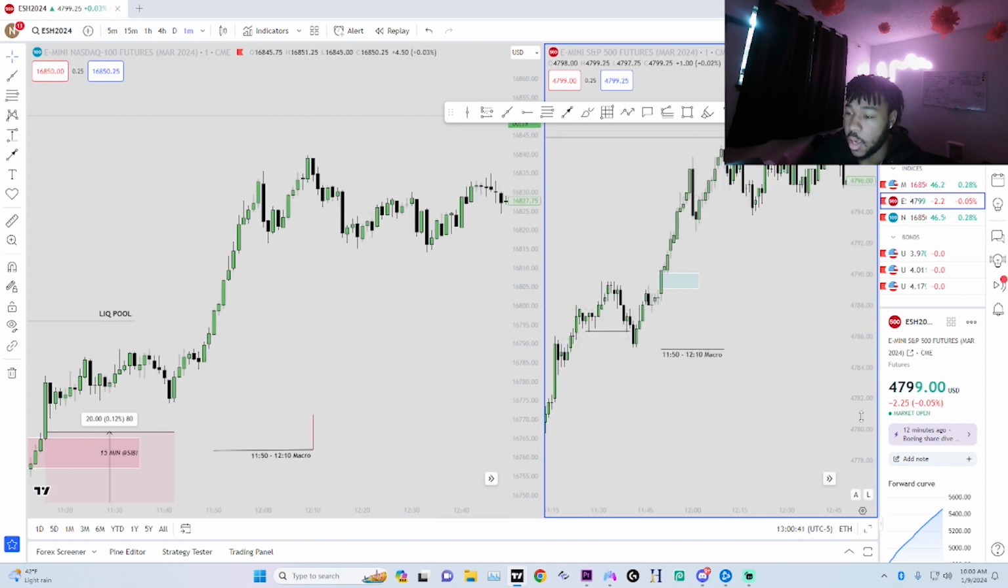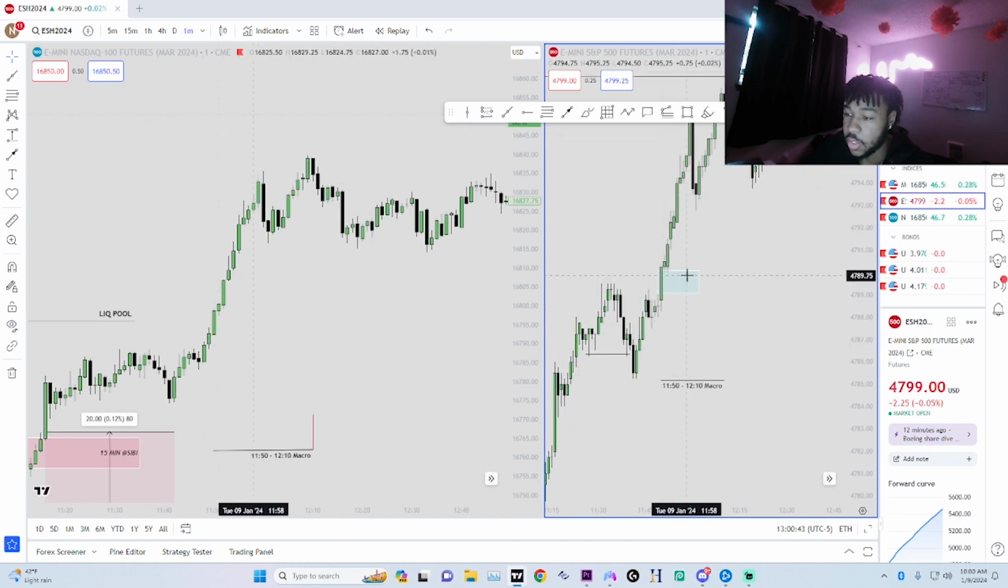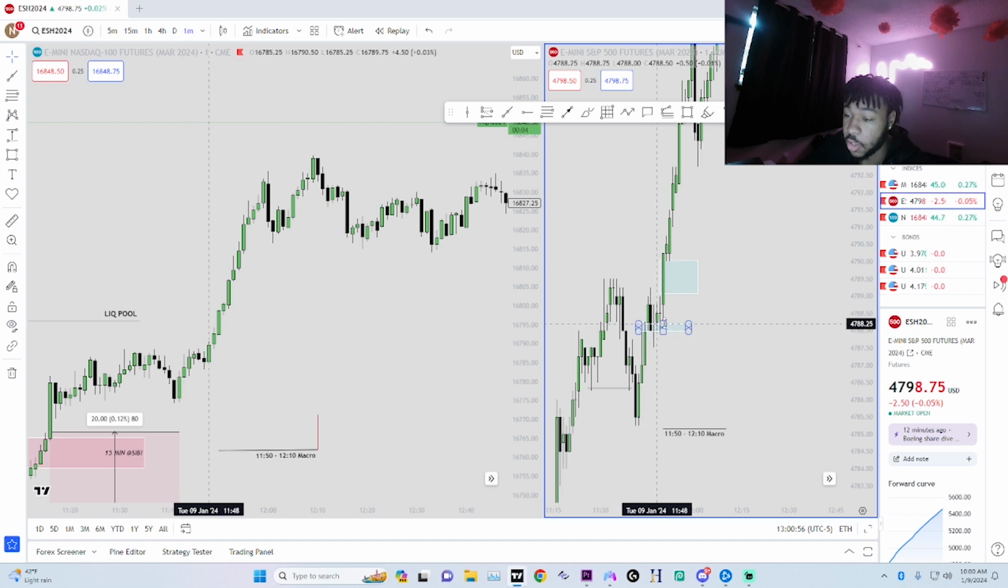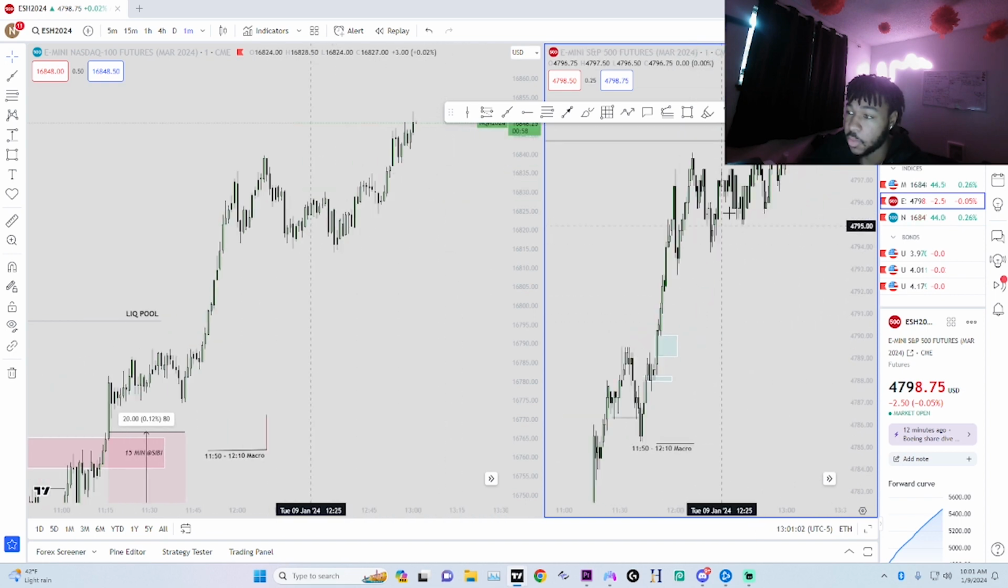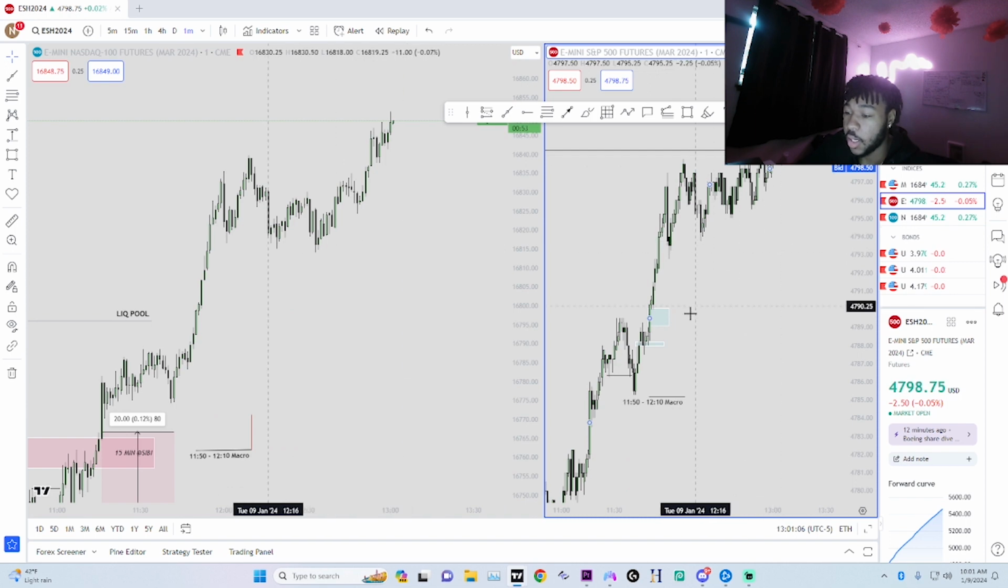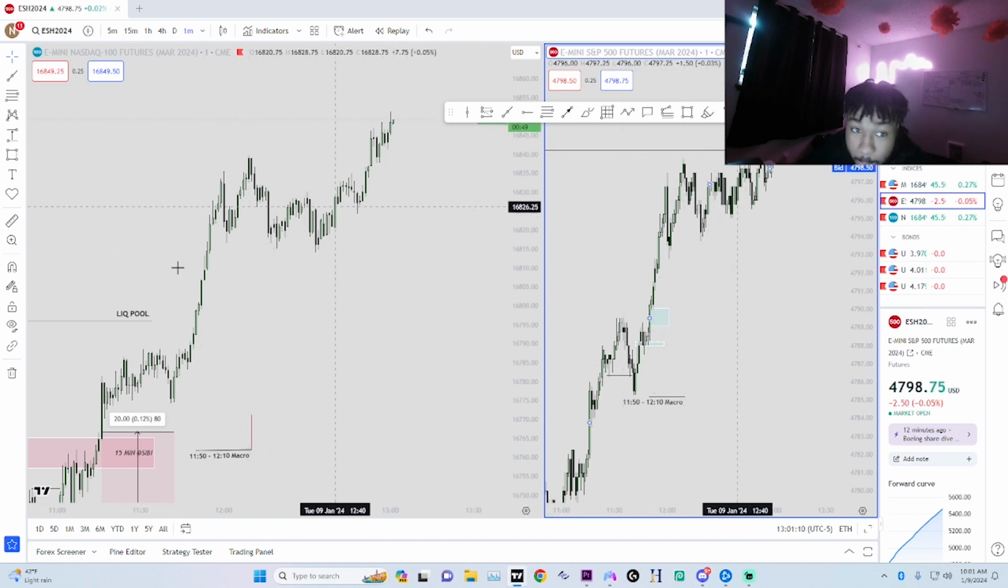In my opinion, inside this macro, this BISI would have probably been the best one, but obviously it didn't give us an option. Buying this, I wouldn't recommend. I didn't buy it. I'm just going to keep it a ban. But this volume imbalance paired with this breaker and this redelivered rebalance would have been a good buy to take you all the way up to the liquidity pool. So that's probably it for the 11:50 to 12:10 macro, and that's it for today. Thank you.